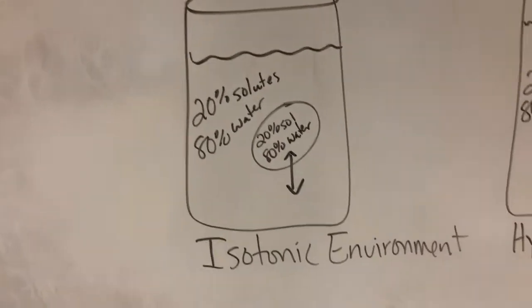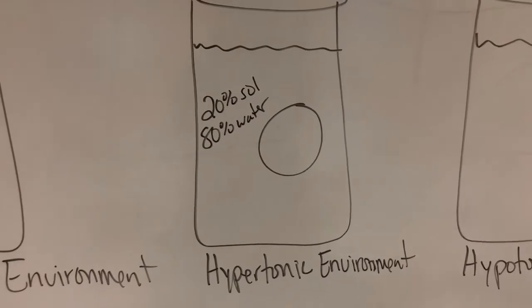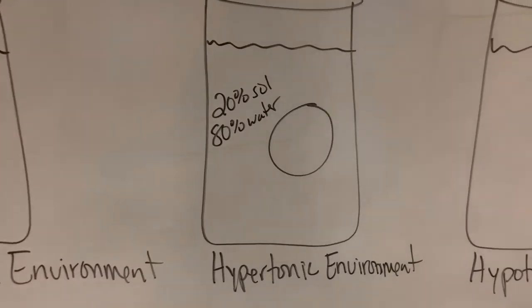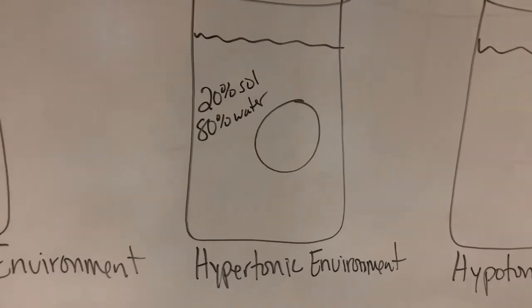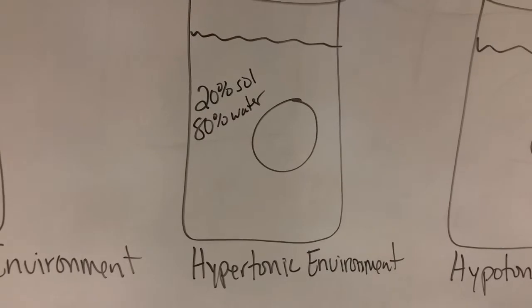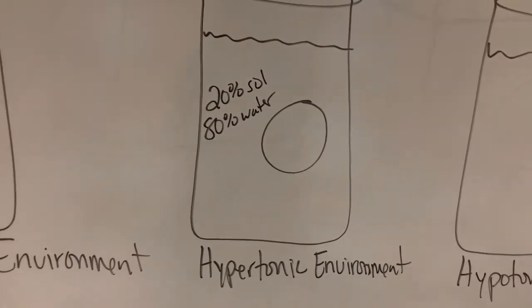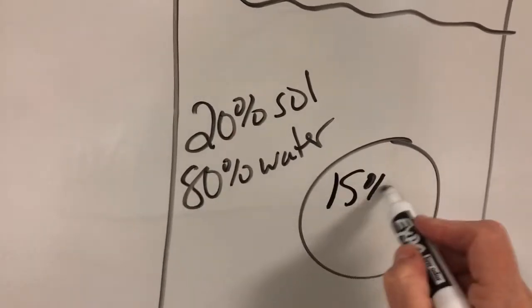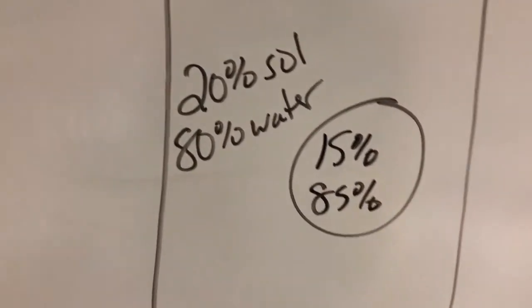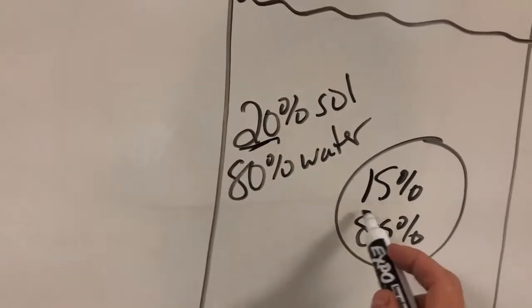Iso means the same. In a hypertonic environment, there's going to be a higher solute concentration. So hyper means higher. So to name the solution, you look at the solute. So that's a hypertonic environment. And so in order for that environment to be hypertonic, if it's 20% solute outside, then inside would have to be anything less than 20. So I could say 15% and 85%. And that would make this solution hypertonic because it's higher solute here.